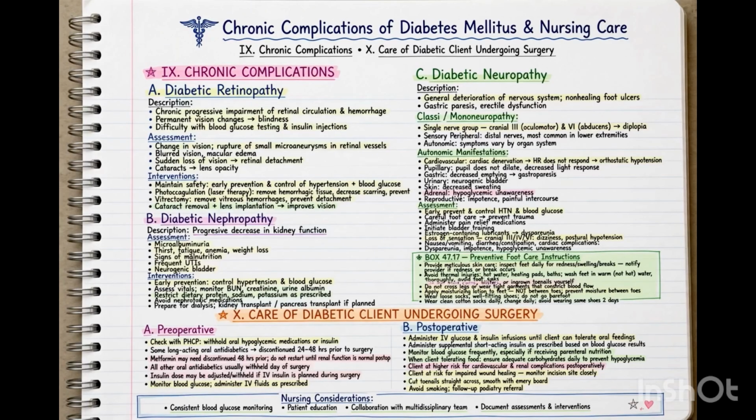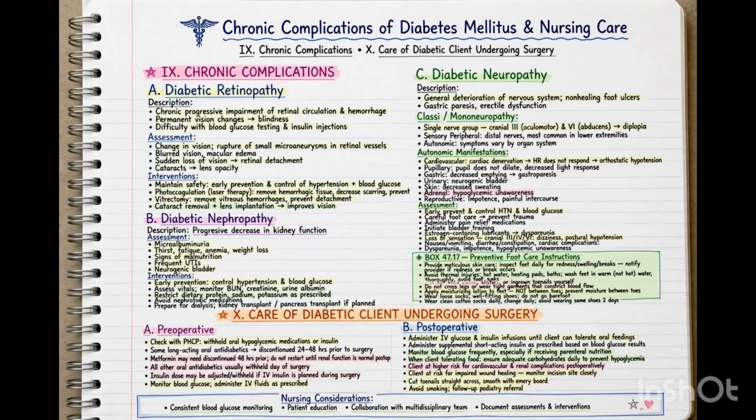Chronic complications develop slowly over many years due to high blood sugar. A. Diabetic retinopathy. This affects the eyes. The blood vessels of the retina get damaged. This can cause blurred vision or even sudden loss of vision. Nursing intervention: control blood sugar and blood pressure. Laser therapy or cataract surgery may be needed.